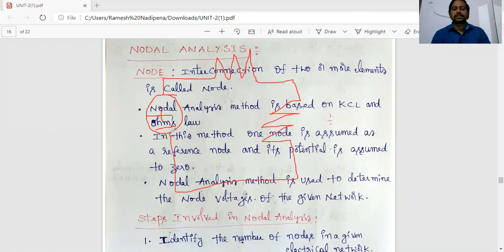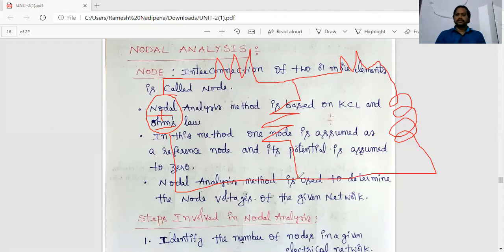Now close the circuit. Connect a few more elements, for example, like this. This is a simple network. So see here how many nodes are there. This is one node, and always we prefer principal node. This is another node. Two nodes are there. In nodal analysis method, one node is assumed as reference node. Our assumption is one node should be grounded. Here two nodes are there: this one is first node, this one is second node.